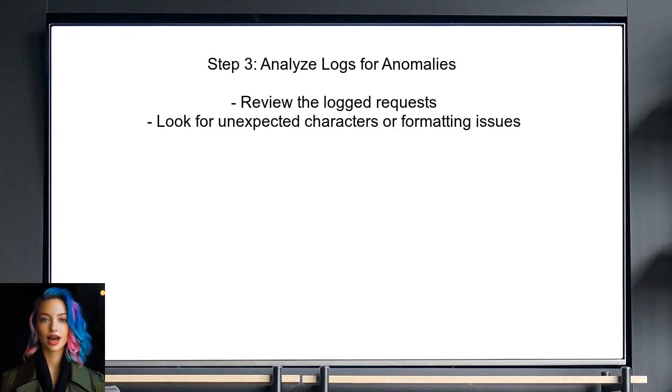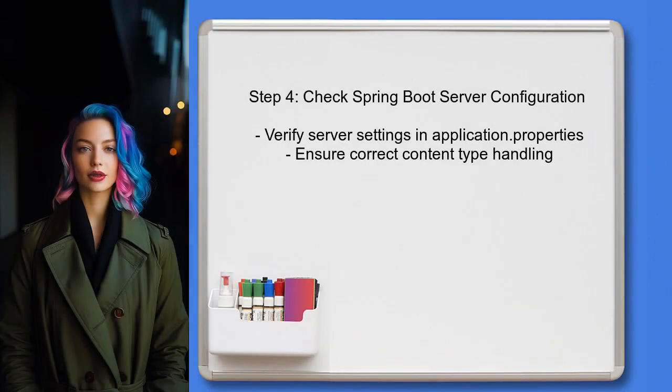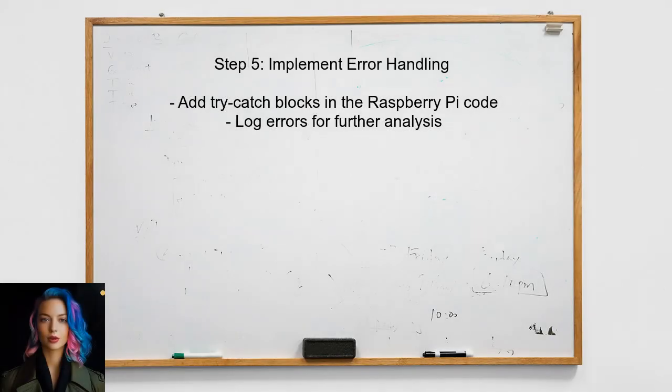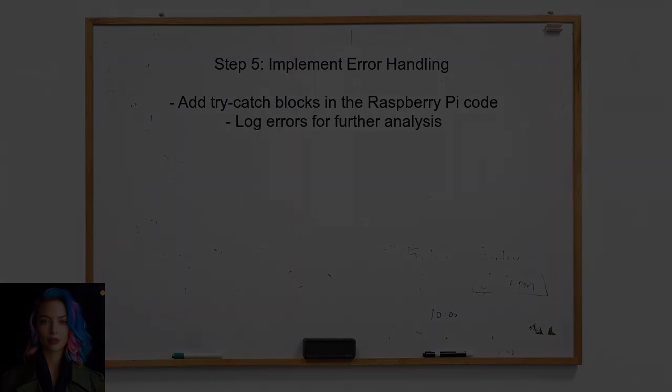After logging the requests, the user should analyze the logs for any anomalies. This will help identify if the data is being corrupted or altered before it reaches the server. If the requests appear correct, the user should then check the Spring Boot server configuration. They should ensure that the server is set up to handle the expected content type and method. Finally, if the issue persists, the user may want to implement error handling in their code. This can help manage unexpected input and provide more informative error messages.